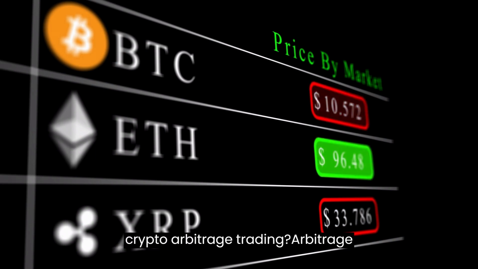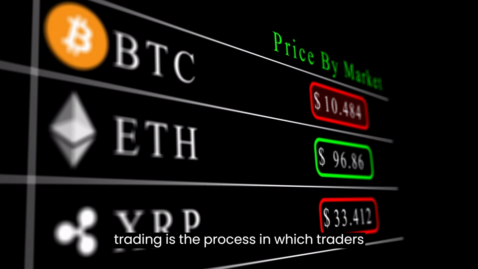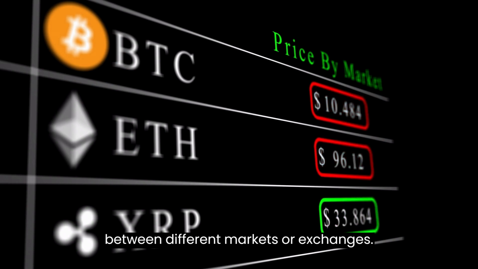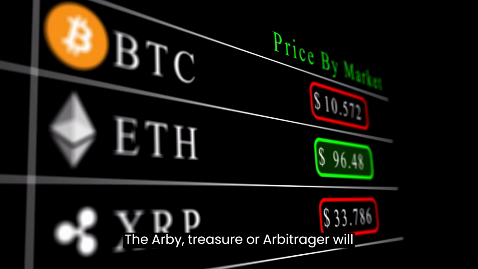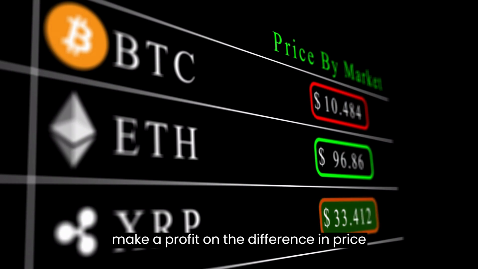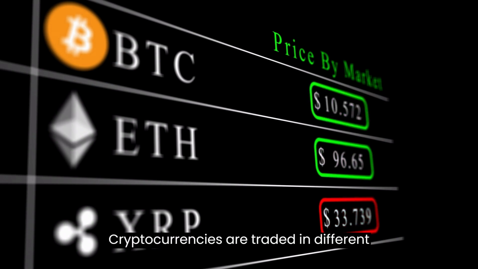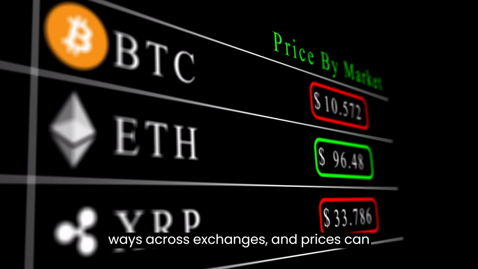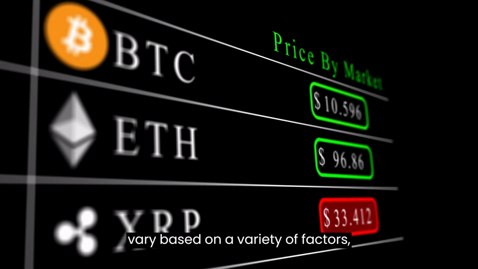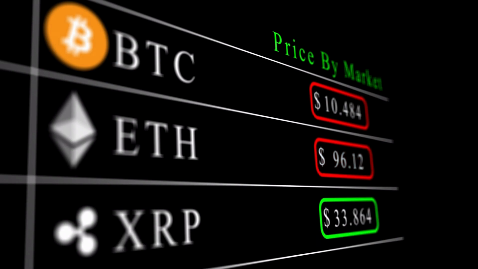What is crypto arbitrage trading? Arbitrage trading is the process in which traders take advantage of price differences between different markets or exchanges. The arbitrager or arbitrageur will buy and sell on an exchange, hoping to make a profit on the difference in price between each exchange. Cryptocurrencies are traded in different ways across exchanges, and prices can vary based on a variety of factors including supply, demand, and liquidity.